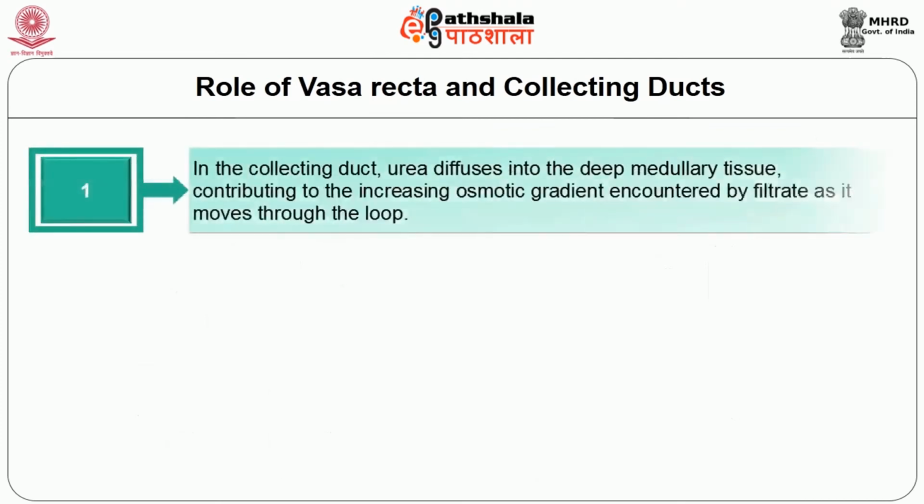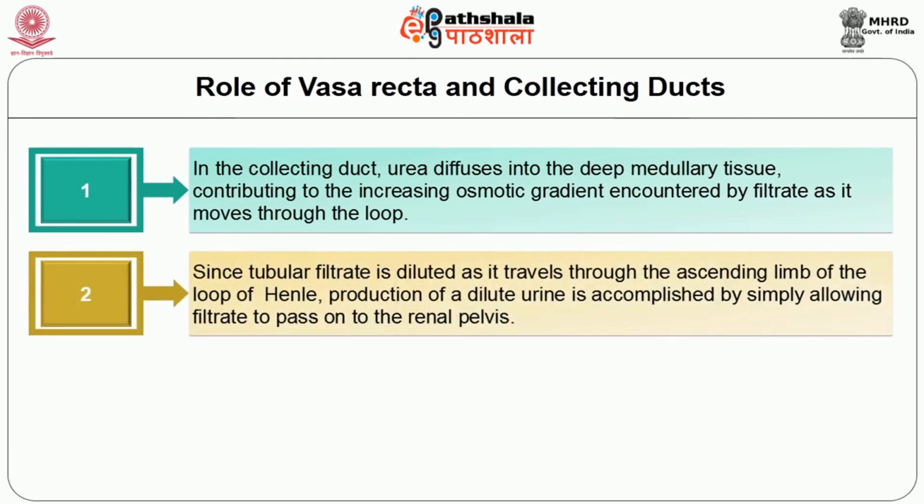In the collecting duct, urea diffuses into the deep medullary tissue, contributing to the increasing osmotic gradient encountered by the filtrate as it moves through the loop. Since tubular filtrate is diluted as it travels through the ascending limb of the loop of Henle, production of a dilute urine is accomplished by simply allowing the filtrate to pass on to the renal pelvis.